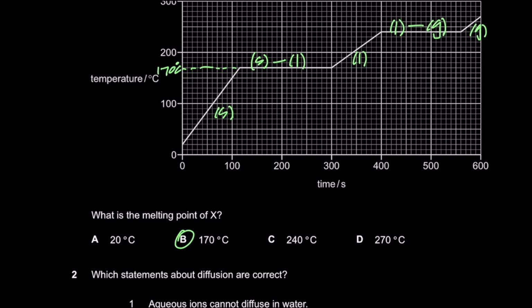And even if he had asked what is the freezing point, it would still be 170, because effectively you realize that melting point and freezing point are the same thing. Boiling point and condensation point are the same things. The only difference is whether you're heating it up or cooling it down. When you're heating it up, you call it the melting point and the boiling point, and when you're cooling it down, you call it the freezing point or the condensation point.